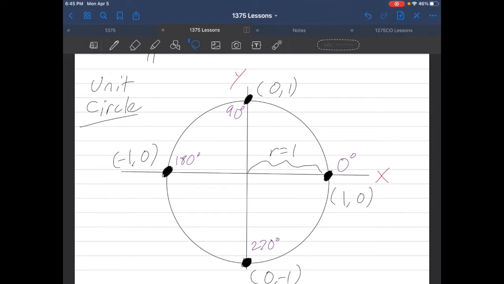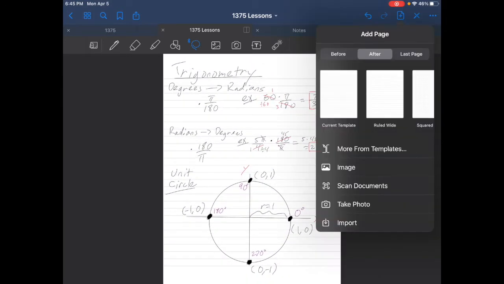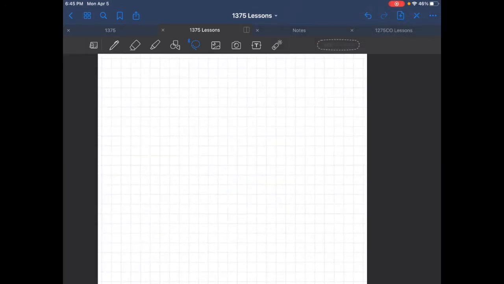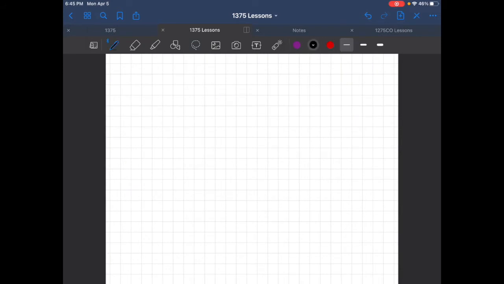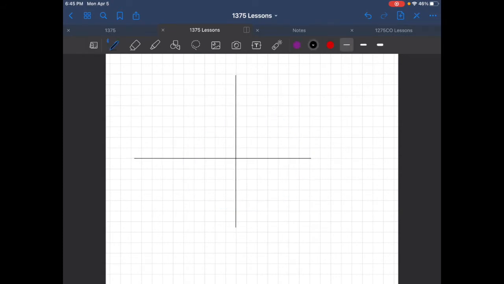Right, let's actually take a look real quick at what we're really looking at, right? We're looking at an xy axis. I will draw a quick xy axis right here. Let's center this right on a grid line. And what we are looking at here is a circle that is that big, right? 1 unit in radius length, right?